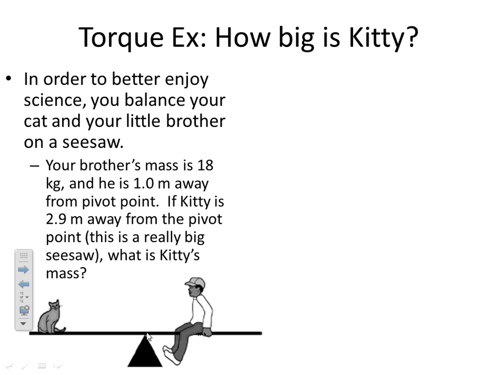So we said for your little brother, it's 1 meter times his force, which is 18 kilograms, that's the mass, times little g. And then for the kitty cat, we've got 2.9 meters times some unknown mass, times little g. Now, in order for this to balance out, the torques will have to balance out. So the torque trying to get it to move this way, which we would consider the negative direction, has to be the same size as the torque pulling it in this direction, which is considered the positive direction. In other words, they're going to be the same size.